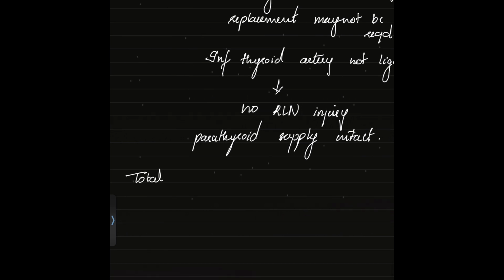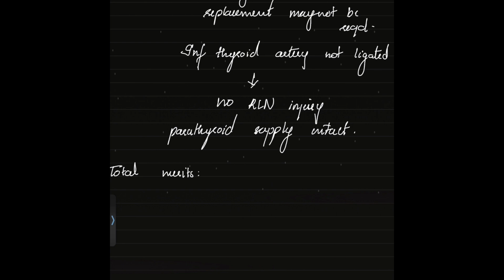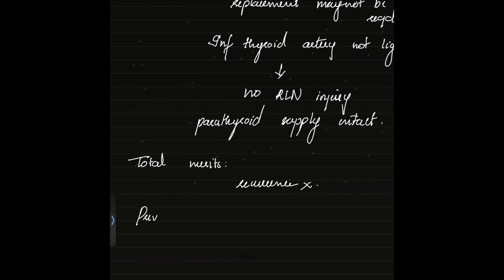Now what are the merits of total thyroidectomy? In subtotal thyroidectomy, there is a problem of recurrence, whereas in total thyroidectomy, this problem of recurrence is avoided. So many surgeons now prefer total thyroidectomy.